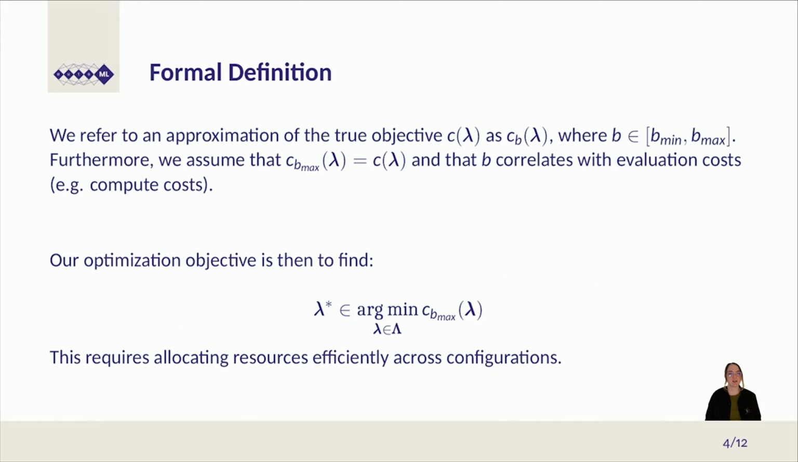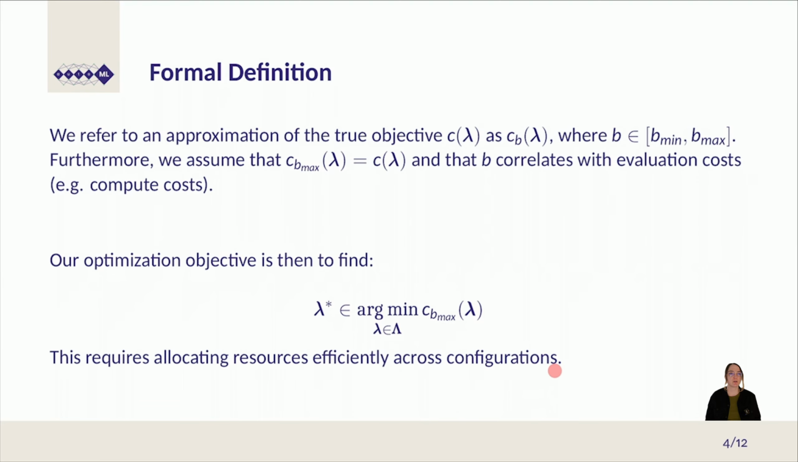We refer to an approximation of the true objective function as c_B of delta, where B is our budget that we're willing to spend to evaluate this configuration, which is between B_min and B_max. Additionally, we also assume that a lower budget also correlates with cheaper evaluation costs, for example, compute costs. The optimization objective is always to find a configuration that performs best on the maximum fidelity, on the highest fidelity. So we assume that the highest fidelity is the best approximation that we have to our true objective function.